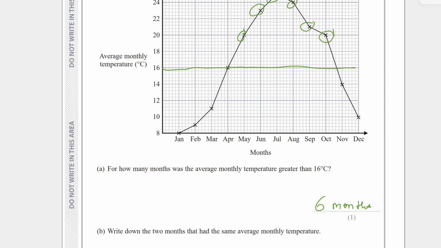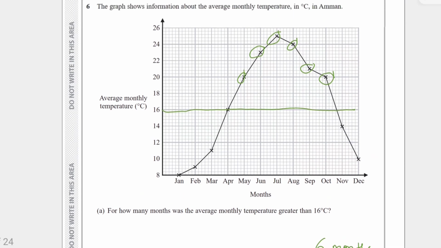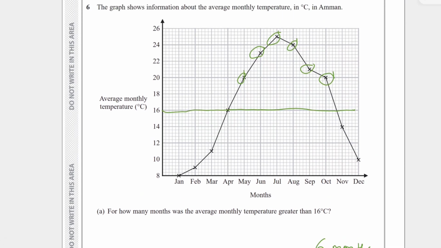Write down the 2 months that have the same average monthly temperature. So I can see that from here. The 2 months that have the same average monthly temperature are May and October.